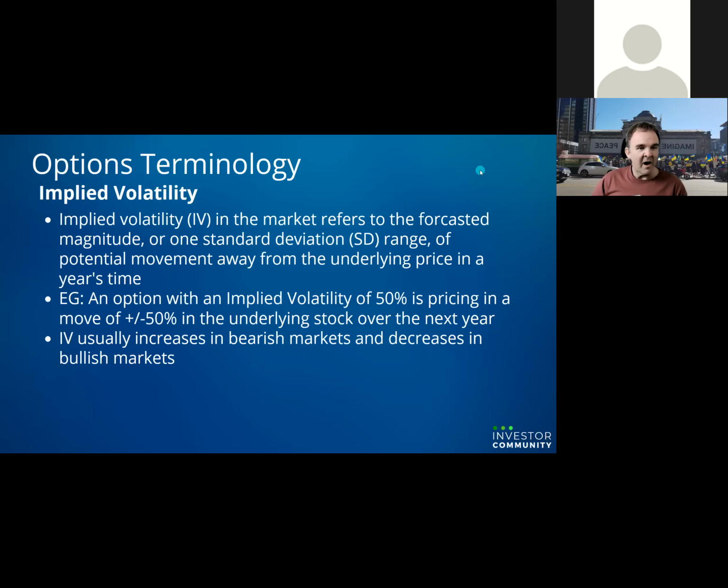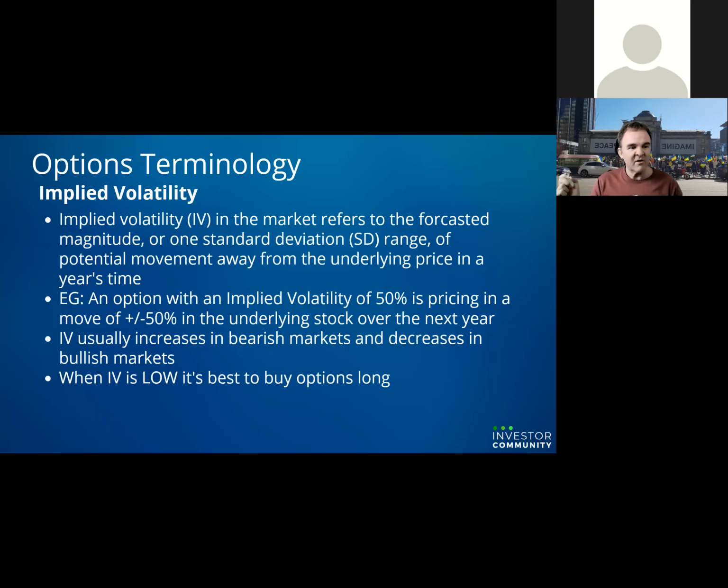And in the second session we did with options, I went much deeper into implied volatility, and I showed some little formulas, some quick little math and cheats that you can use to find out, if it's got an implied volatility of 50%, how much is it expected to move in a day? So you might want to go back and review that session. So IV usually increases in bearish markets and decreases in bullish markets.